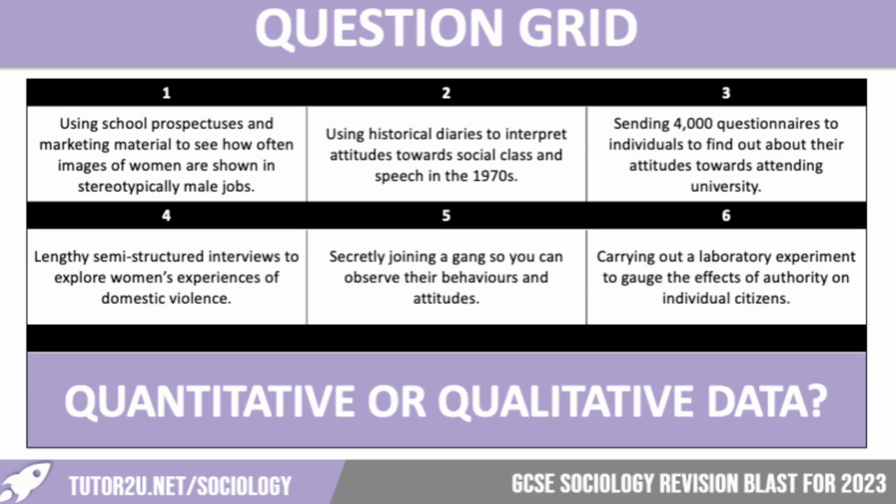We're going to move on. We've got a question grid this time. We want to think about whether these are quantitative or qualitative data. So we're going to look at each one. We've got 6 here. You've got to just decide, are they quantitative or qualitative data? So we'll do number 1 first.